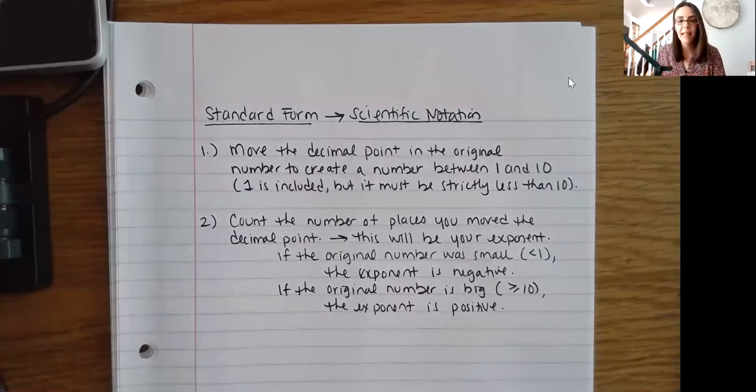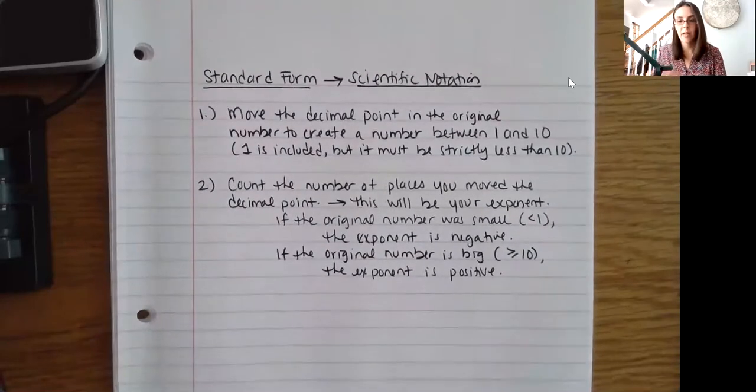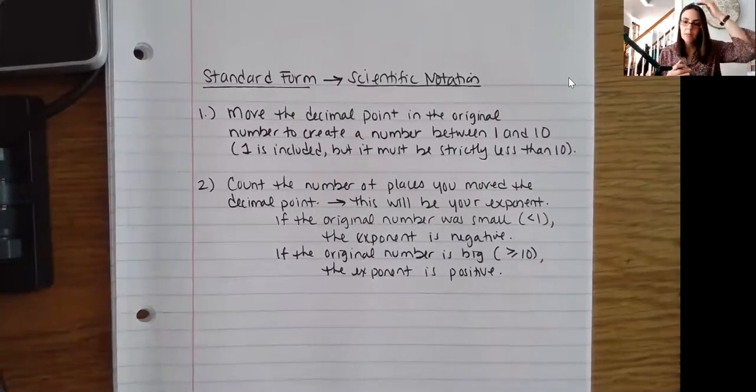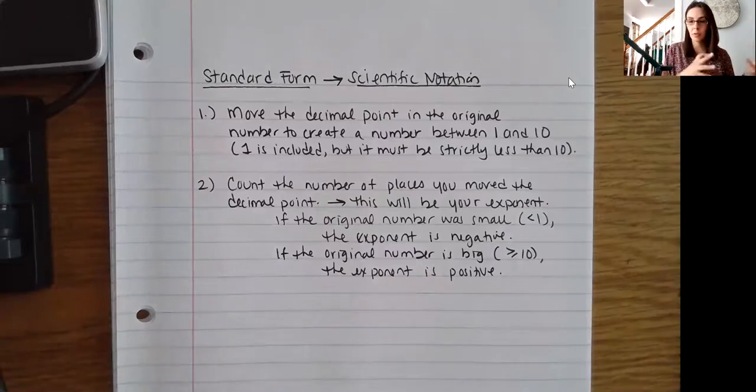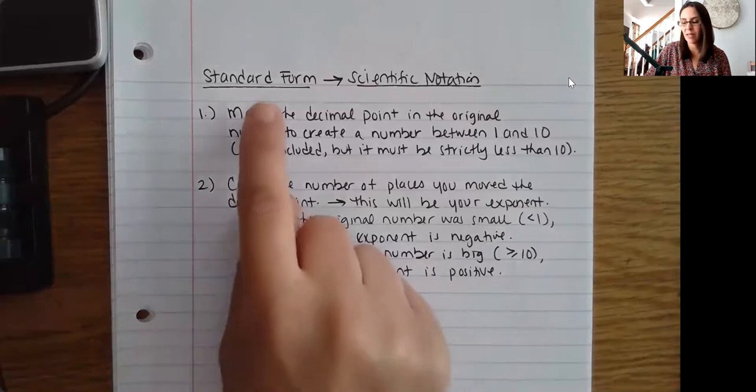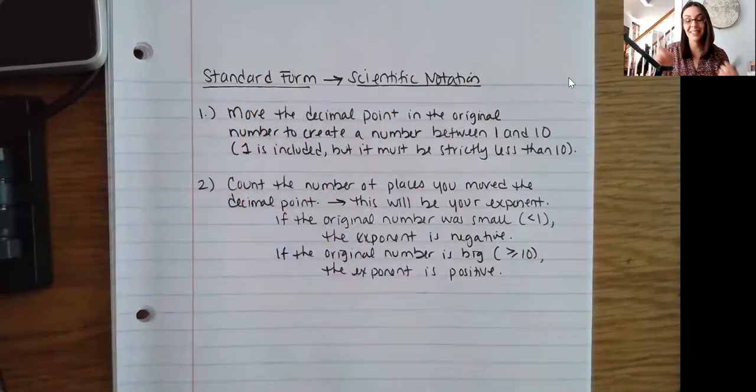Now, I will say I like to teach scientific notation using the idea of big and small numbers. There are some videos and some textbooks that will teach it with direction of, well, if you move to the left, use this sign. If you move to the right, use that sign. And I find that confusing because the answer changes depending on if you're going from standard to scientific or scientific to standard. So I think it's really easy to mix up the two directions and remember which sign goes where.